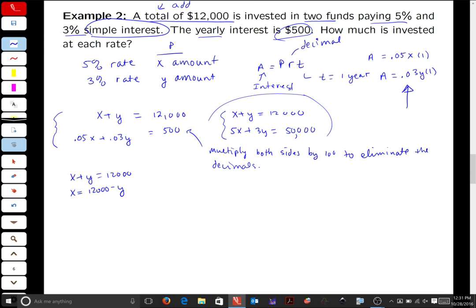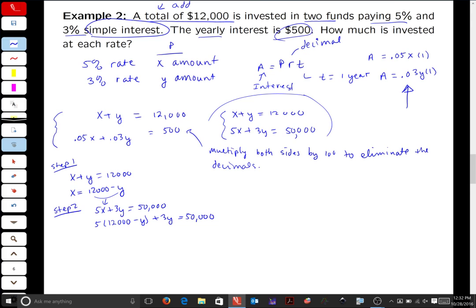Now, what do I do? This is my first step. I'm going to substitute this back in to the second equation for x. So I have 5x plus 3y equals 50,000. Plug this in for x. So we're going to have 12,000 minus y plus 3y is equal to 50,000. Solve that for y. What should we do?